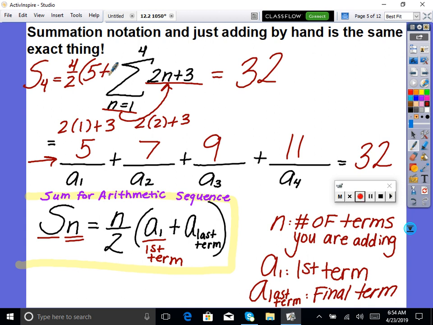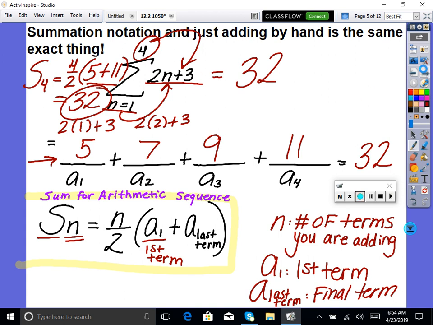Now, what was the last term? 11, right? Well, you would take the upper limit and plug in 4. Does that make sense, everybody? All right, so now if you do that, 5 plus 11 is 16, and then 16 times 2, because 4 divided by 2 is 2. 16 times 2 is 32. So we get the same answer, because it is the same answer, just using the formula to find it instead.